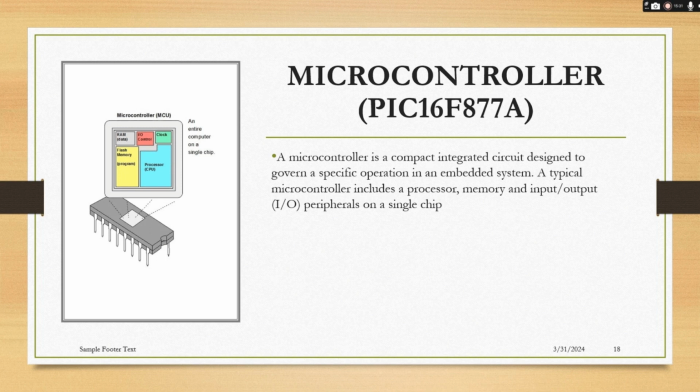Microcontroller. So what is a microcontroller? A microcontroller is a compact integrated circuit designed to govern a specific operation in an embedded system. A typical microcontroller includes a processor, memory, and input-output (I/O) peripherals on a single chip. You can see in the diagram what a microcontroller is.